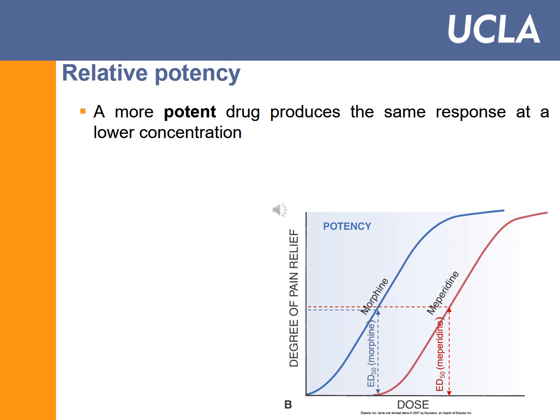relief as meperidine. So if you're on your x-axis, let's say you have 0 and then 10 and then 20, 10 would be for morphine and then 20 for meperidine. So you only need 10 milligrams, let's say, to produce pain relief with morphine, while you would need 2 times more to produce the same response with meperidine. So morphine is more potent than meperidine.